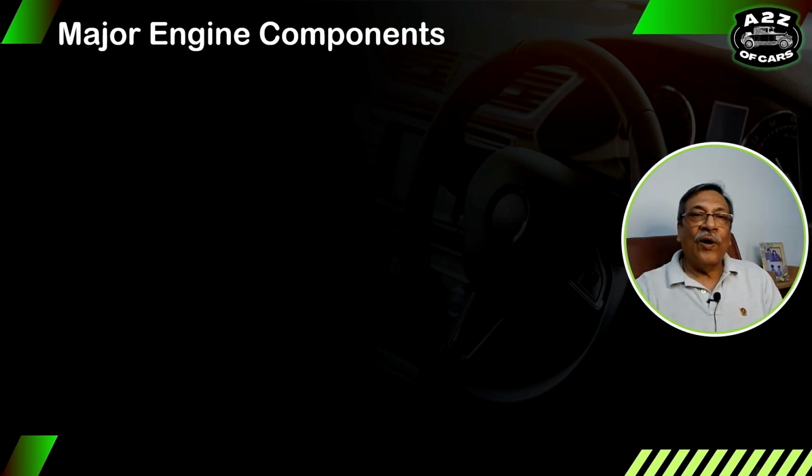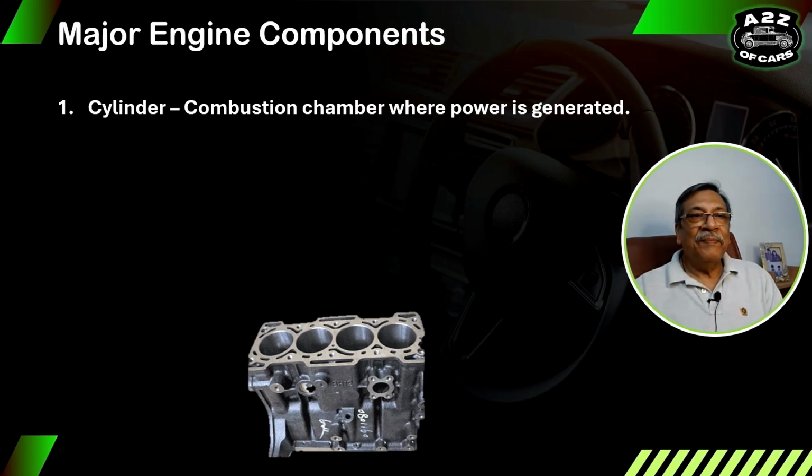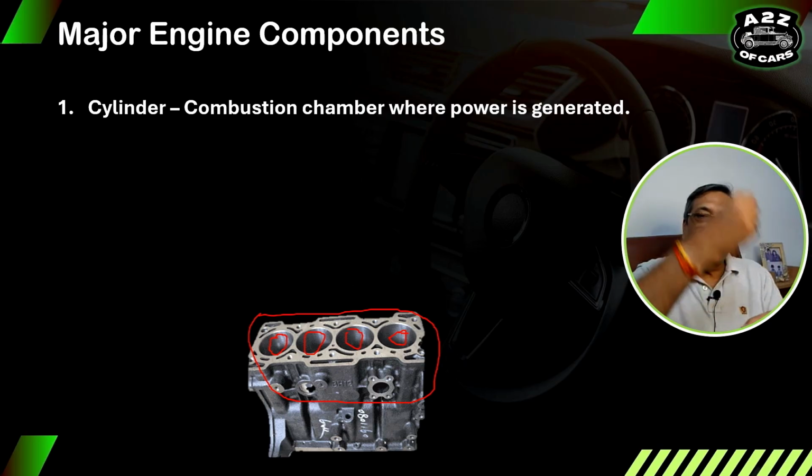So major engine components. First of all, this is the engine block, right? If we look at the whole thing, this is called the engine block. And the round holes that you can see, these are cylinders actually. So this engine has 4 cylinders. It's a 4-cylinder engine. Inside this, the piston moves, so that is where the power is generated.